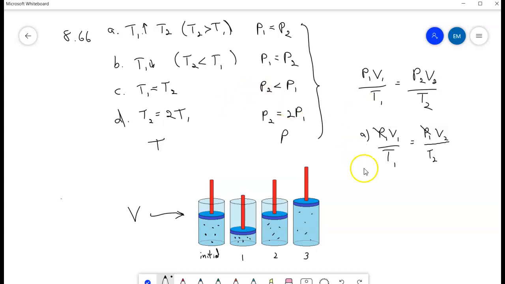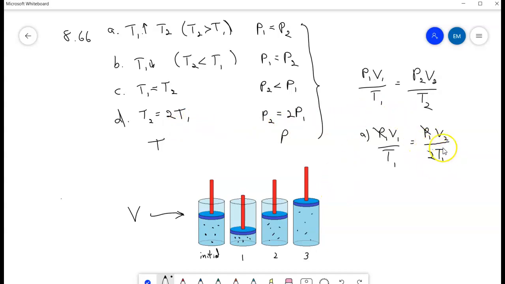So actually, we're looking at V1 and just the volumes here. V2, we don't know what V2 is. We're trying to figure it out. Well, T2 is greater than T1. They don't say how much greater. They just say it's greater. So we can say, what's going to happen? It's more than 1 times T1. So let's just throw a number in. Let's say 2 times T1. Okay, well, what's going to happen to the volume?